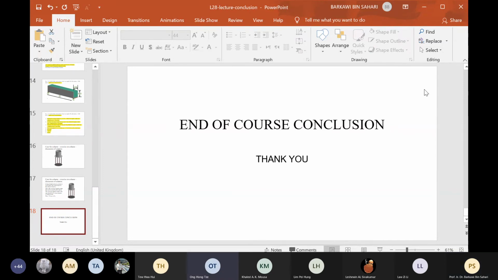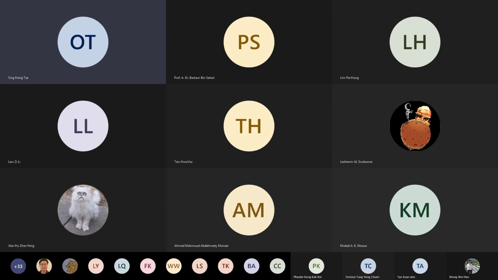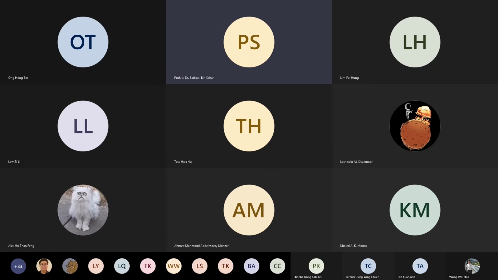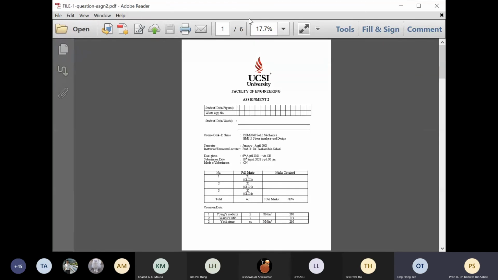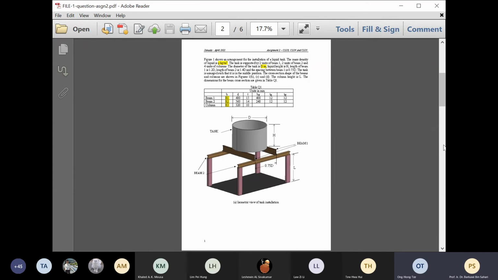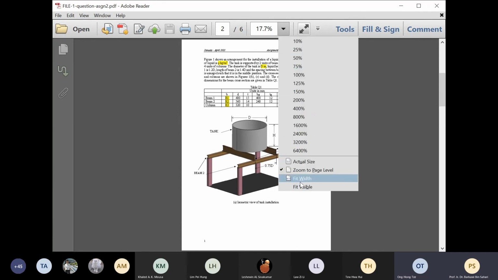Sir, for assignment 2, do we take the tank as a point load or a uniformly distributed load? Assignment 2, let me check. What does the question say? Let me share it. Okay, this is the one, right? Do we take the tank as a point load or? Look at the question first.